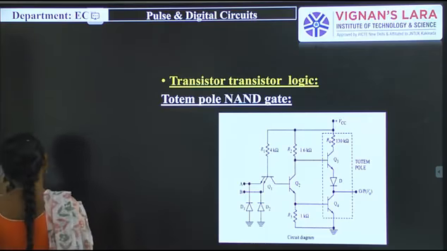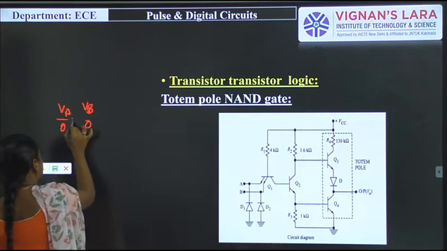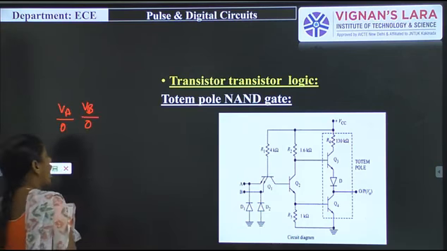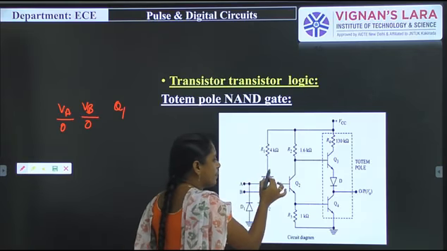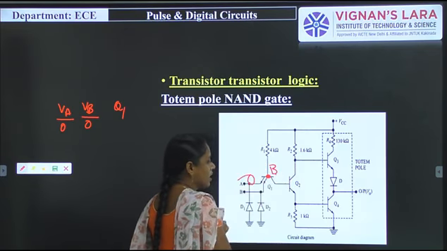Let us discuss. In the first condition, my VA and VB inputs will be 0, 0. That is, the VA input will be 0 and the VB input will be 0. Obviously, what happens to Q1? We apply a VCC voltage at the base, and the emitter will be 0. So 0 voltage is applied here. Obviously the transistor is going to, what happens? Is the transistor going to the off condition or the on condition? Simply it will be on.